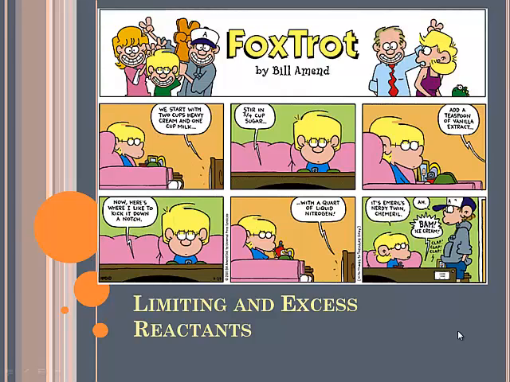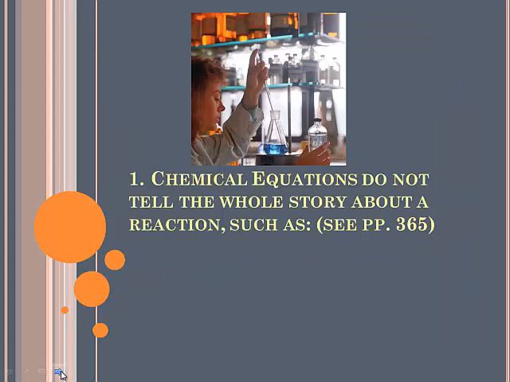The last topic that we need to talk about with respect to stoichiometry is limiting and excess reactants, and this is going to lead us to one extra little blip about percentage yield. Now, when we look at a chemical equation, we like to think that it tells us everything we need to know about a chemical reaction, but unfortunately, it doesn't tell us the whole story.